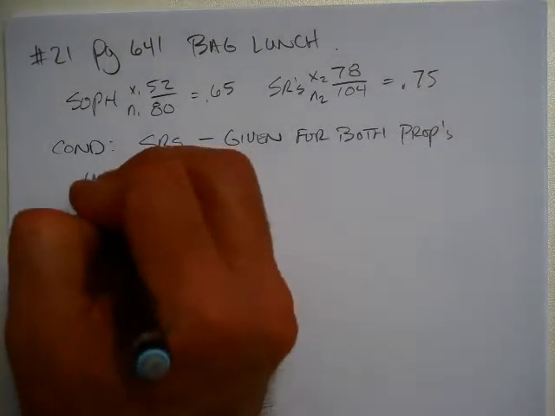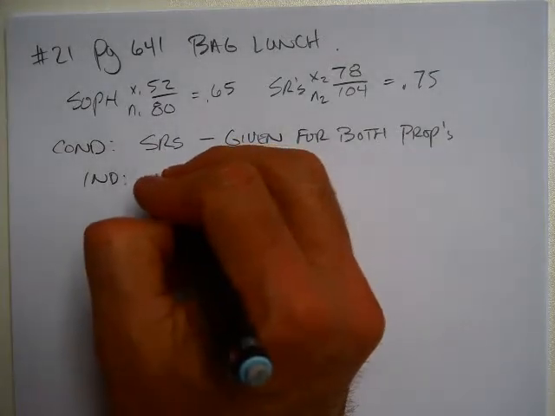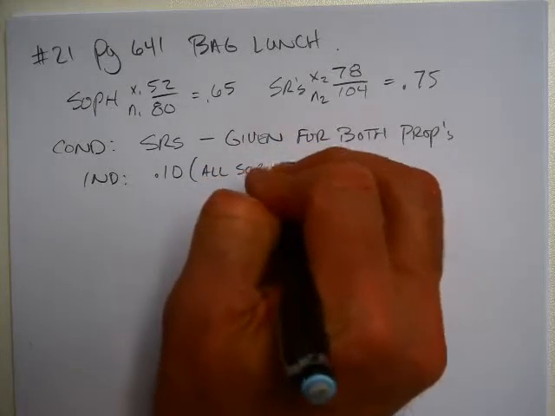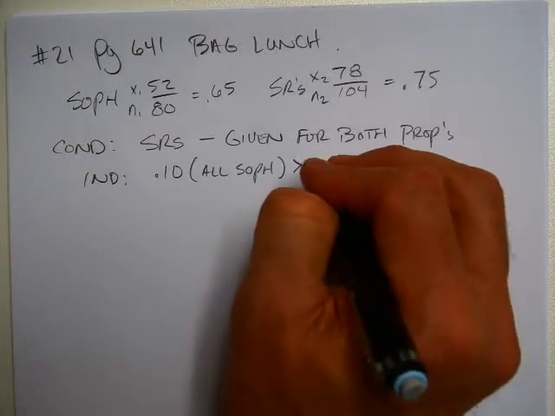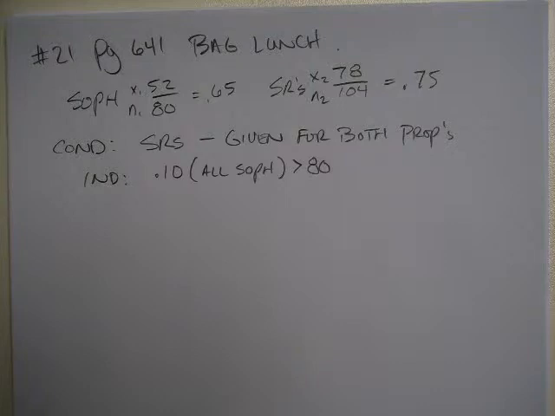Is it independent? Well, do you think that 10% of all sophomores is greater than 80? Now think about that for a second. That means that you have to have over 800 sophomores. It did say in the problem that it was a very large high school. I would call this a monstrosity. Okay?